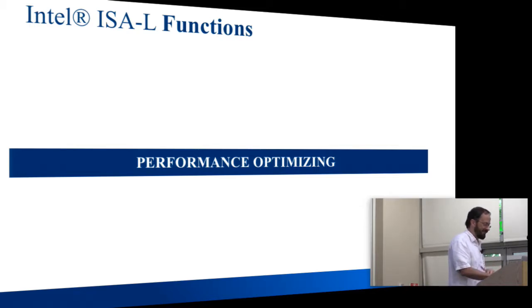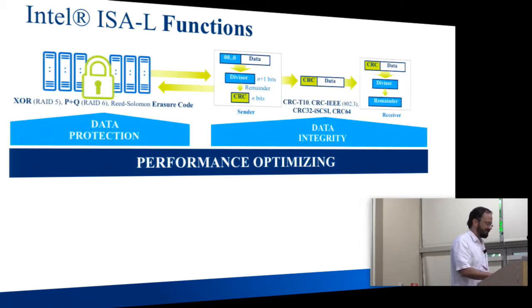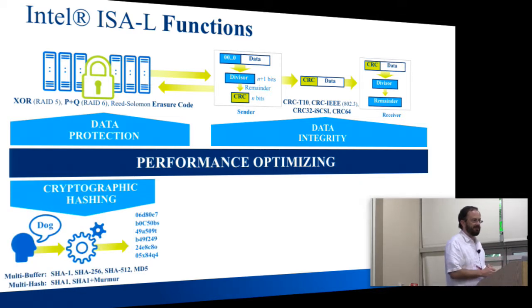So the functions are in a couple of categories. Data protection, data integrity: we have RAID and erasure code functions, and a number of different CRCs, everything from 16-bit to 64-bit CRCs, and a number of different polynomials. We have cryptographic hashing, which is the multi-buffer variety. I'll describe that more later.